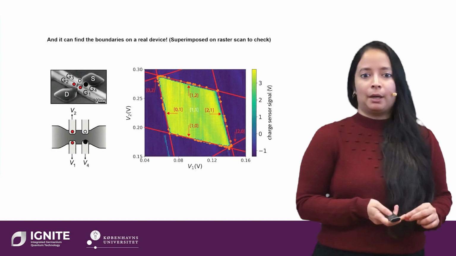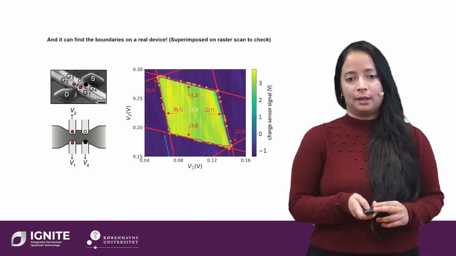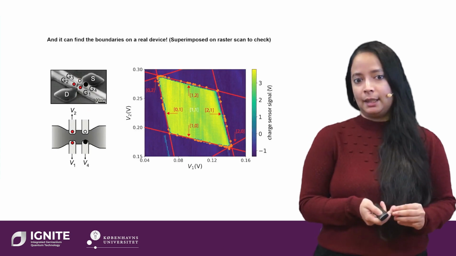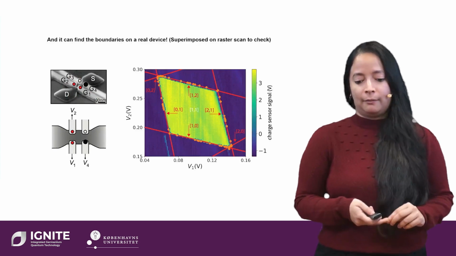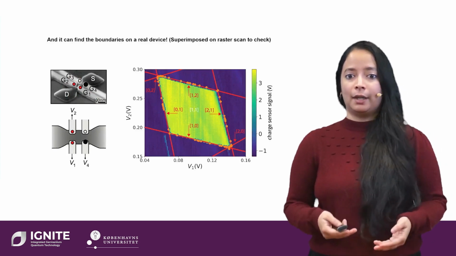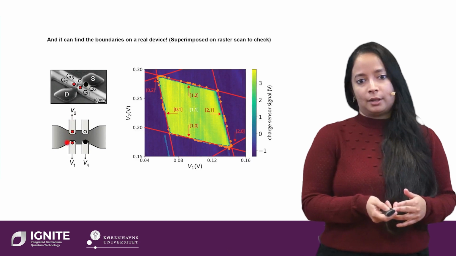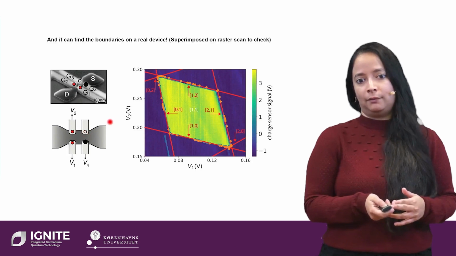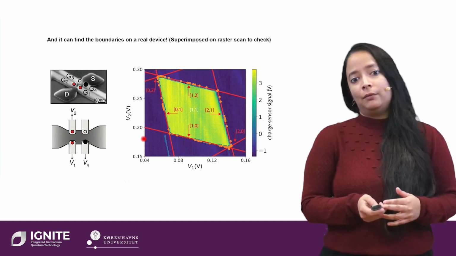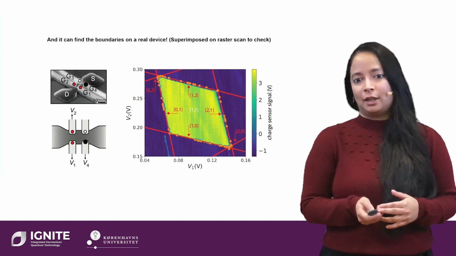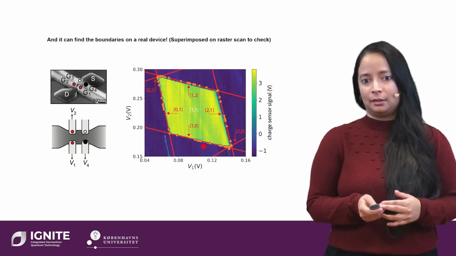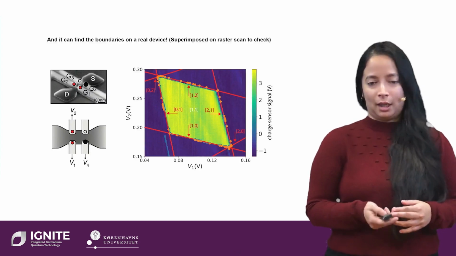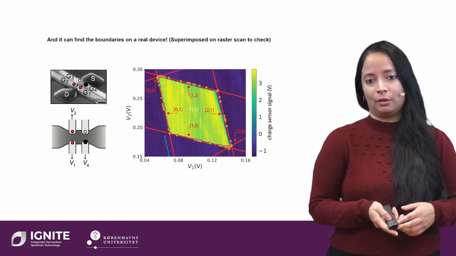We found that it can find the boundaries very easily on a real device. On the left is a picture of the device. This was made at CEA-Leti, which can make industrial foundry-like devices, where the quantum dots were located under V1, V2, and V3, which was empty for this particular picture. Note that we have superimposed this on a raster scan to check that it actually found the right boundaries. And indeed, it also found the small boundaries at the corner, which indicate the ones you can use to make a quantum gate, perhaps.